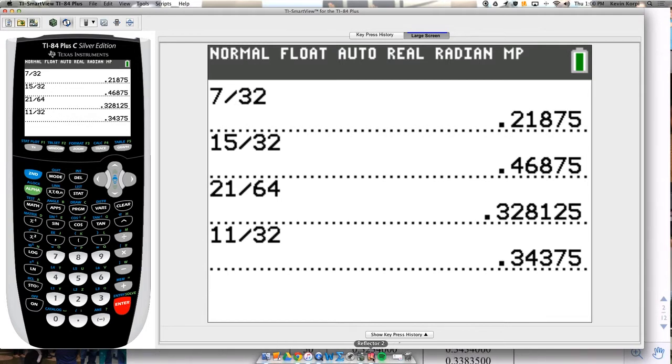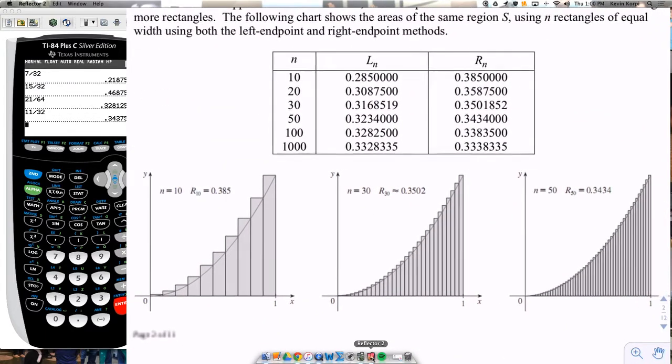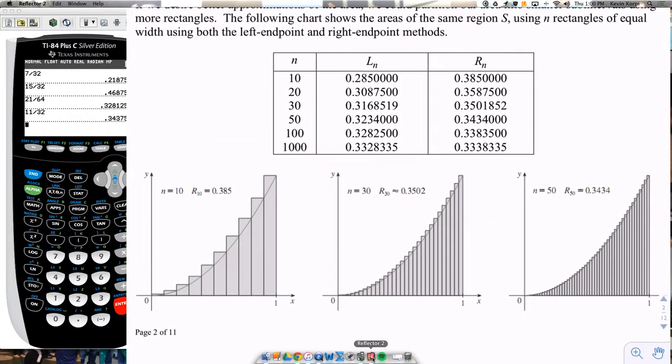Now let's look at this right here. If we wanted to be more accurate than that, we could certainly just choose more rectangles, right? But for us, it's going to be more tedious to compute. So here's a diagram of using a right endpoint with 10 rectangles. You get 0.385. 30 rectangles, you get 0.3502. 50 rectangles, which you could barely see now, you get 0.343. Now, after 50, it gets hard to draw them. So if you go to the chart, notice if you use 100 rectangles for the right endpoint, you get 0.338. 1,000 gives you 0.3338.